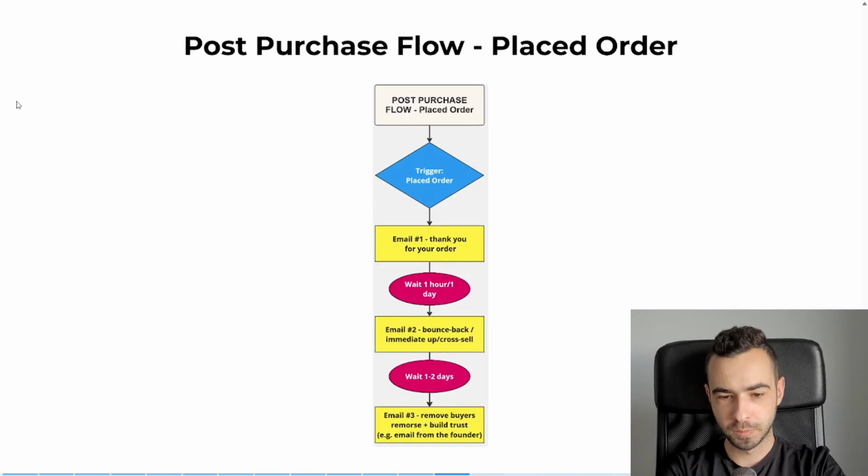So here's the post-purchase flow for the placed order metric. Again, the trigger is going to be placed order. Then we have email number 1, which is going to be a simple thank you for your order. Then we have an optional one. Again, this email is not necessary, it's optional because it can get some complaints from the customers, but you need to play around with it as well. But email number 2 should be something about a bounce back or immediate cross-sell upsell. And then email number 3 is going to be all about removing buyer's remorse and building trust.